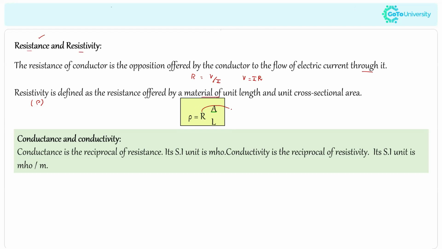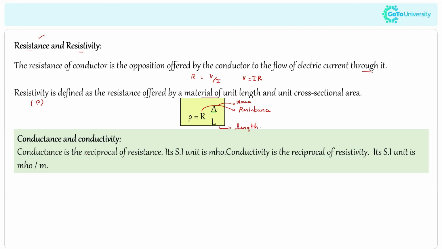So here R is representing the value of resistance and A is representing the value of area of a conductor for which we are calculating the resistivity, and L here is representing the length. So this is all about the resistance and resistivity. Now we are moving to conductance and conductivity.